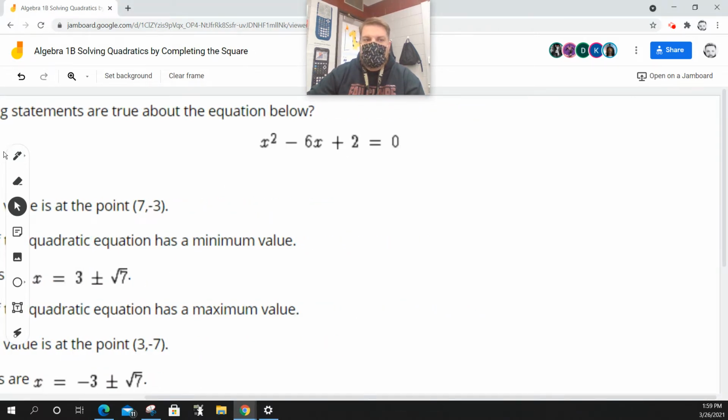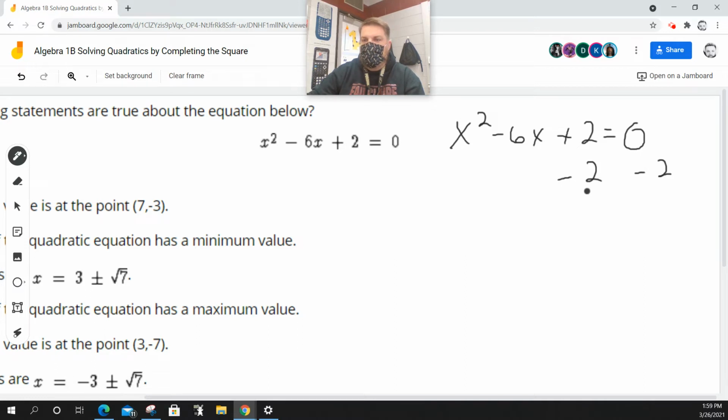And the first thing I'm going to do is I'm going to write the equation out just the way it is. X squared minus 6x plus 2 is equal to 0. Now, the first thing I'm going to do is I'm going to subtract 2 from both sides. And I got x squared minus 6x, and I'm going to leave a little blank space here, and you'll see why in a second, is equal to negative 2.